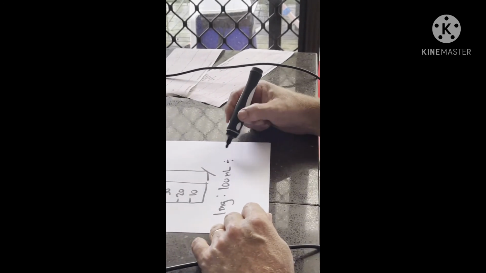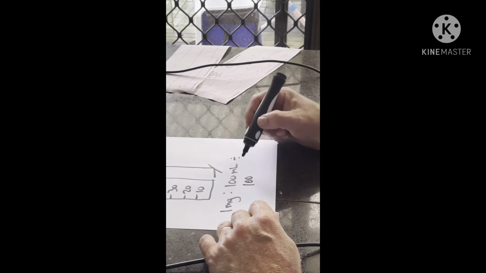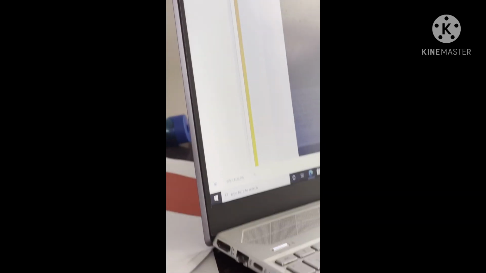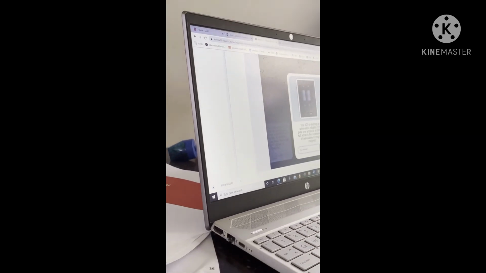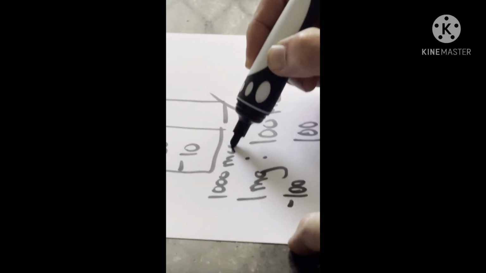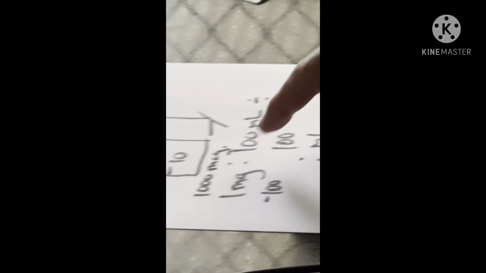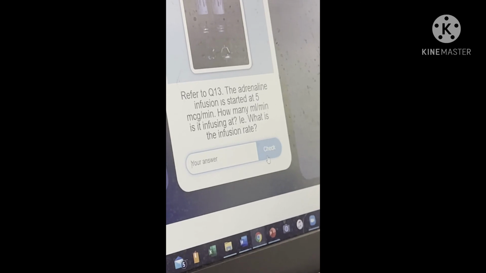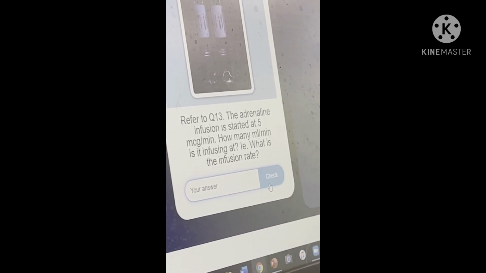So if you divide that by 100, I'll come into my calculator, it'll give me per mil. So 1 milligram, I must say this before I do this, 1 milligram is 1,000 micrograms. So I'll divide 1,000 micrograms by 100, which will give me 10 micrograms per 1 mil. Refer to question 13.